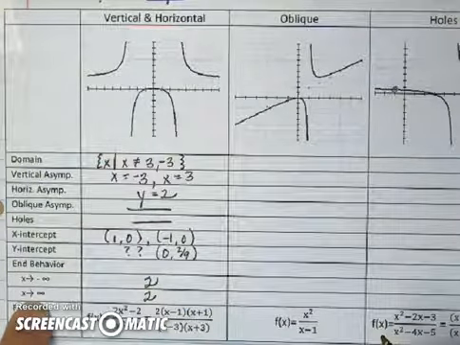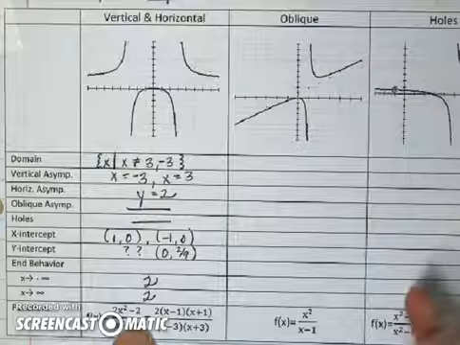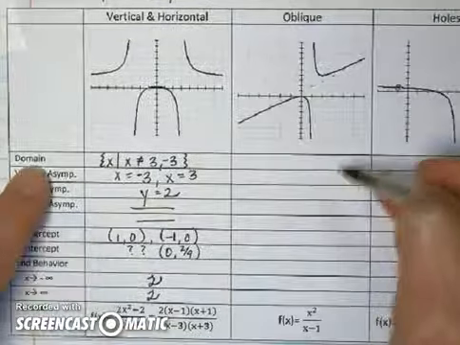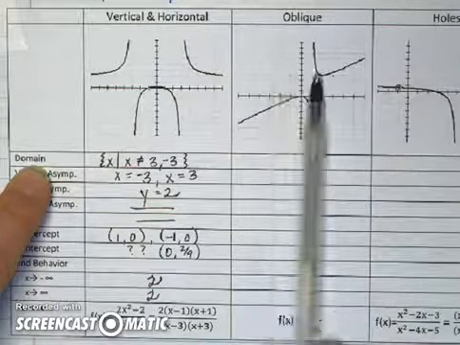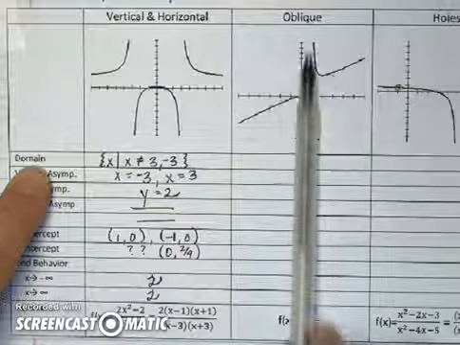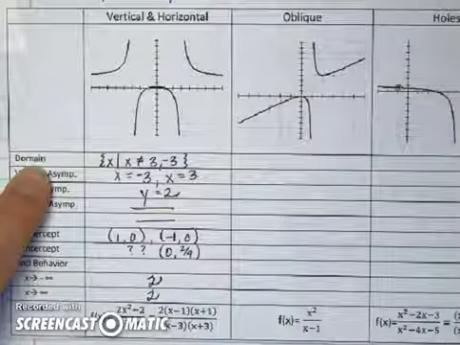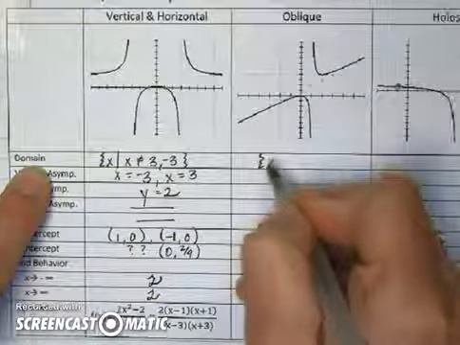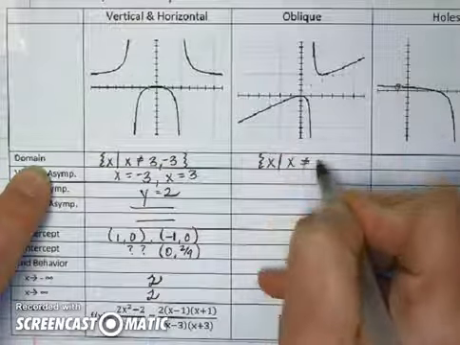All right, let's look at the oblique. Let's look at this graph. The domain, okay, the x is everywhere except at that vertical asymptote there at 1. So it's the set of all x such that x is not equal to 1.